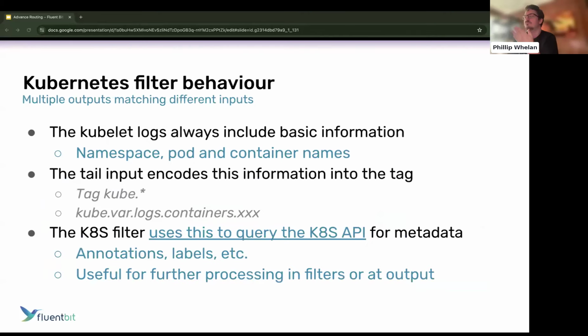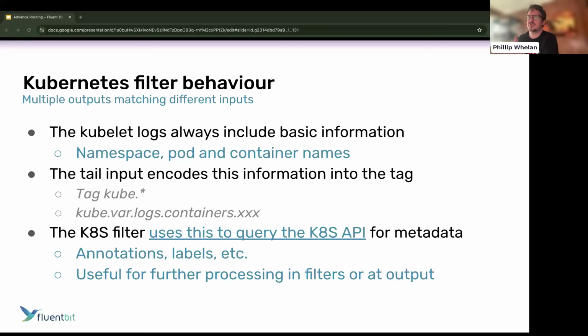So just to go a little bit deeper into the Kubernetes filter behavior, as I said before, the kubelet logs always include basic information: the namespace, the pod, the container names, and information like that. The tail input then encodes part of that information into the tag. And then the Kubernetes filter can use that to grab the other metadata associated to that pod.